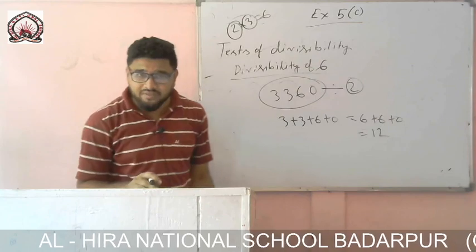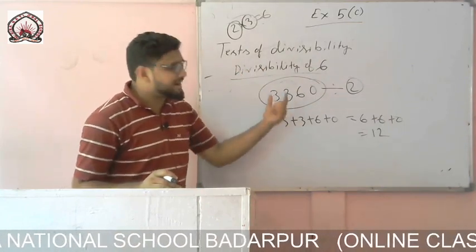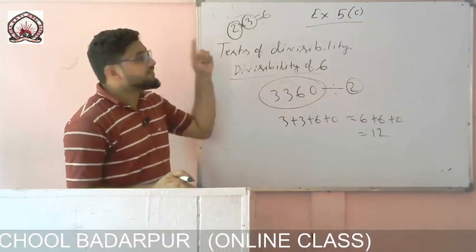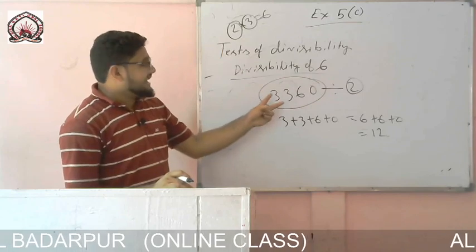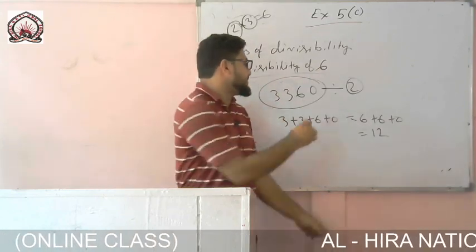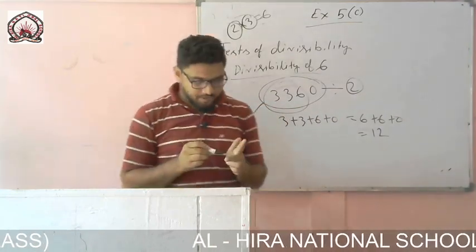3 4s are 12. Then the whole number is divisible by 6. So once again, listen: if the number is divisible by 2 and 3 both, then the whole number is divisible by 6. You can check at your home, no problem.